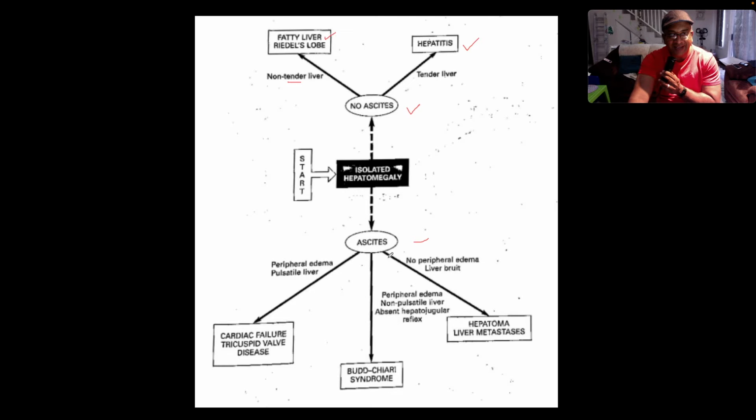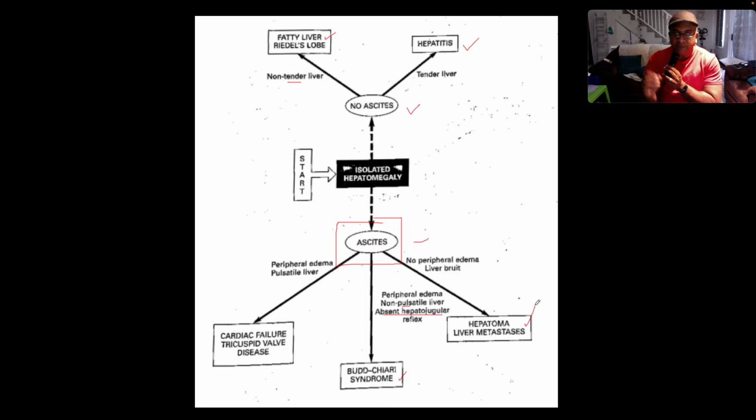Okay, if you have ascites now accompanying your hepatomegaly, then you can have one of three possibilities. If there is peripheral edema and a pulsatile liver, you're thinking about tricuspid valve disease, tricuspid regurgitation, right, and cardiac failure. If you've got ascites with hepatomegaly with peripheral edema but a non-pulsatile liver and an absent hepatojugular reflux, that makes you think about hepatic venous thrombus, which is Budd-Chiari syndrome. If you've got ascites with hepatomegaly but no peripheral edema and you've got a liver bruit, think about hepatocellular carcinoma or metastases to the liver.